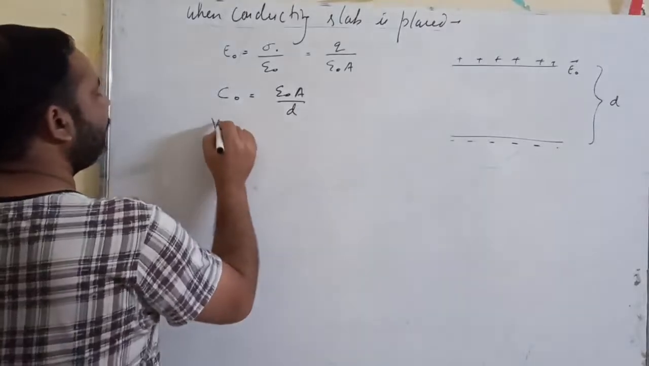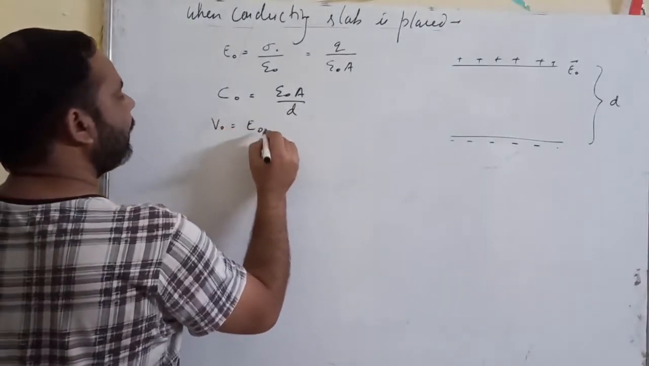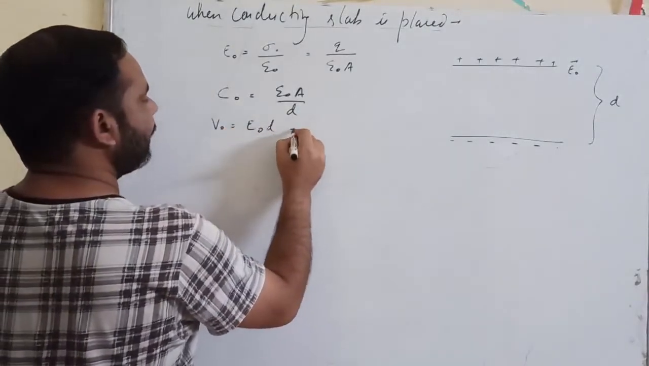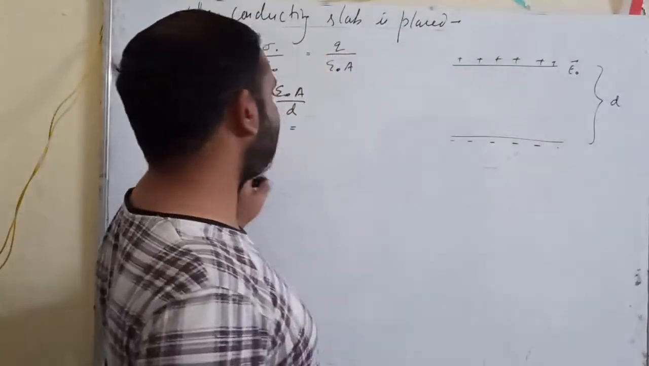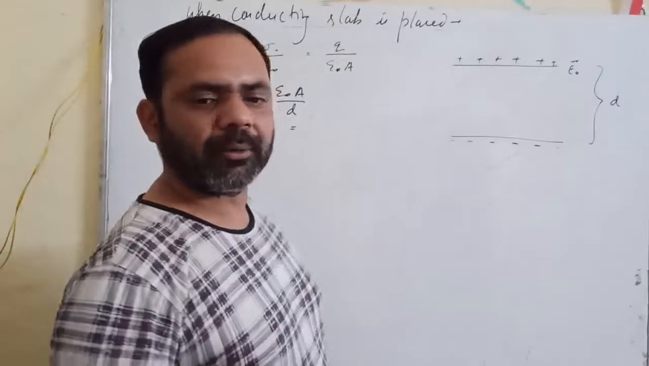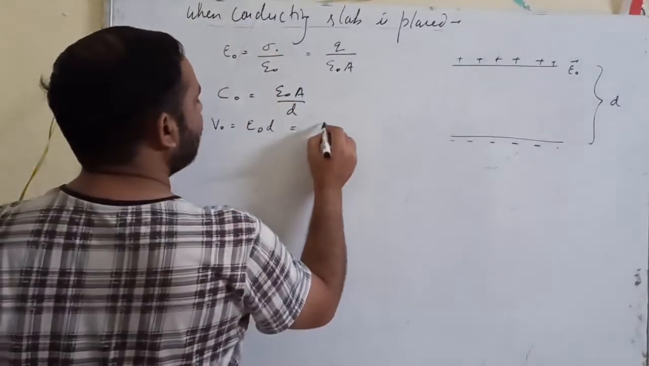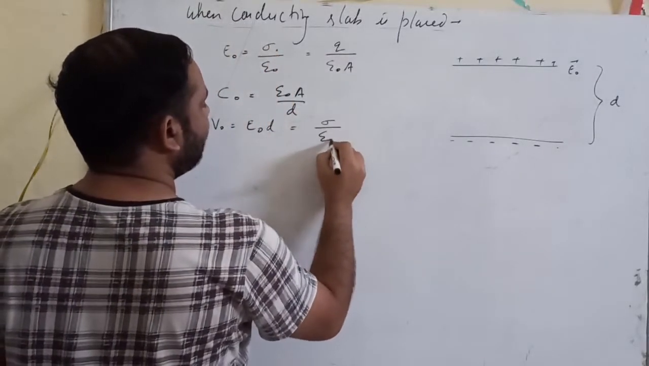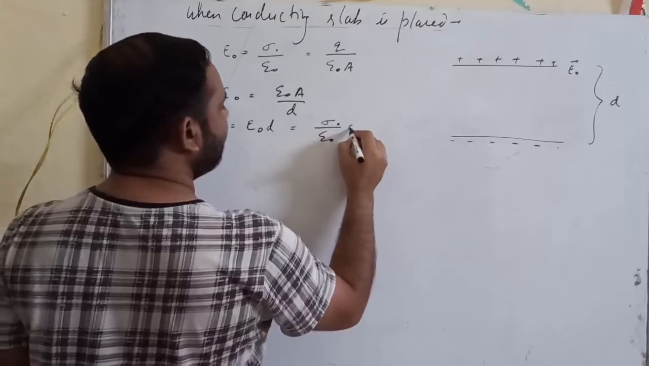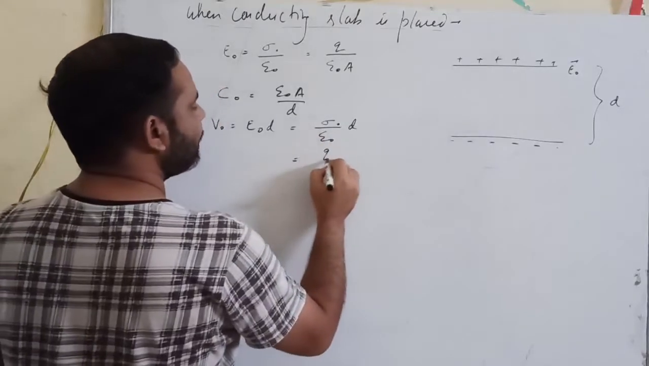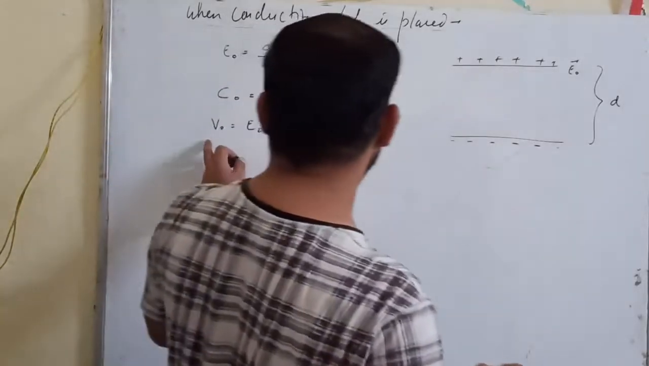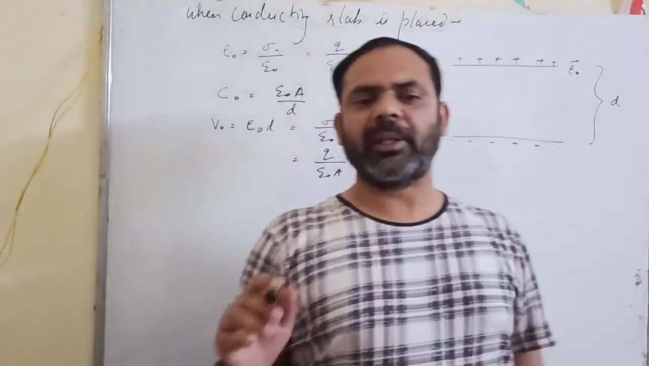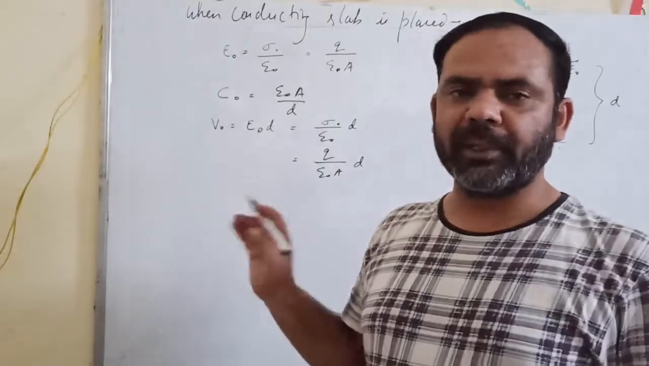Now here V0 is equal to E0 into D, V equals E into D. So V0 will be equal to E0 into D, which is equal to sigma naught upon epsilon naught into D. This is equal to Q upon epsilon naught A into D. This is the original potential difference between the plates.